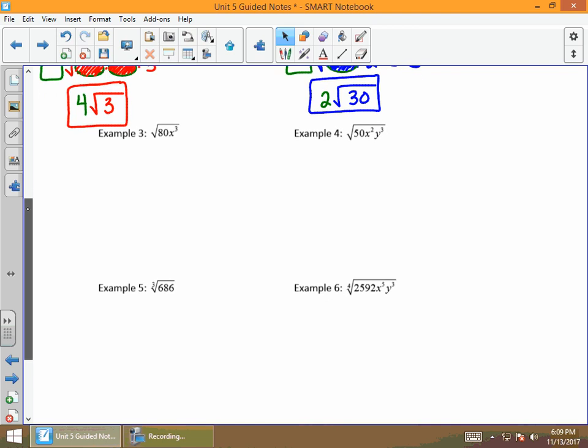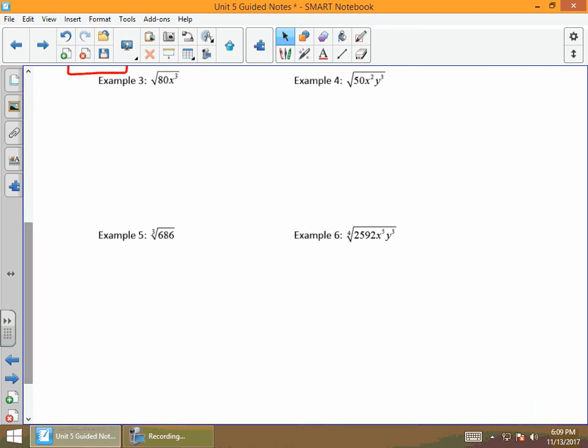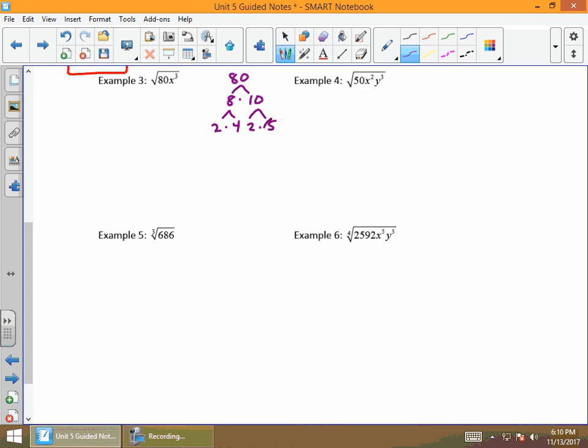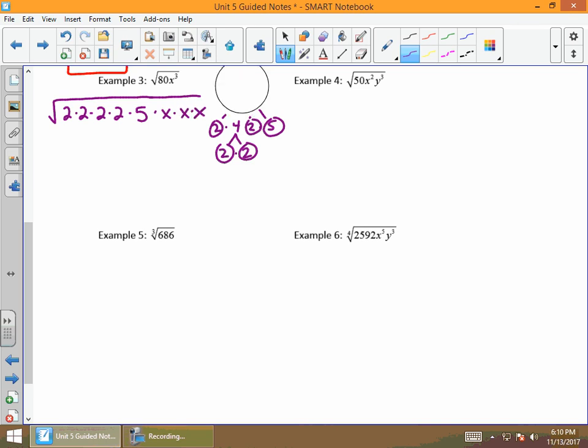All right, example 3. The only difference is now I've got a variable in there. So 80 is 8 times 10, 2 times 4, 2 times 5, 4 is 2 times 2. So when I rewrite radical 80, I have four 2's and one 5. And then I have x to the third, which is 3 x's.